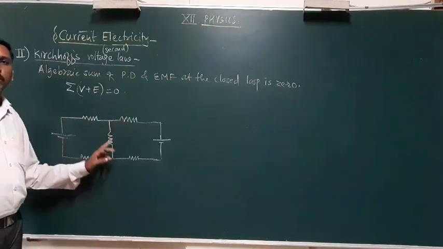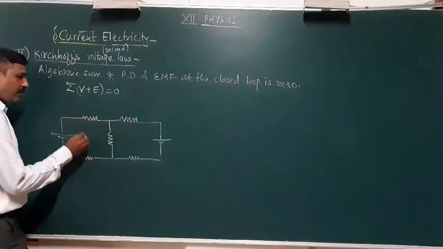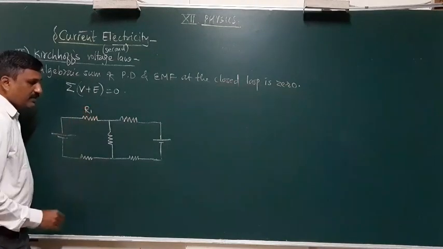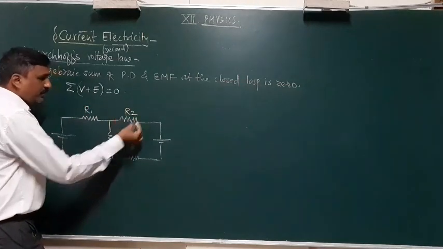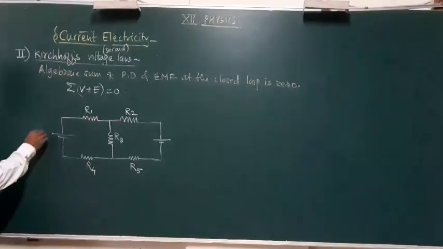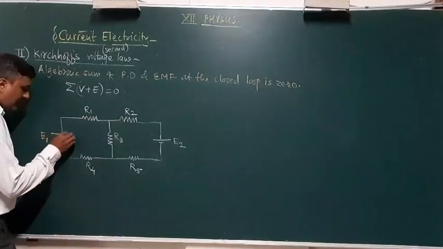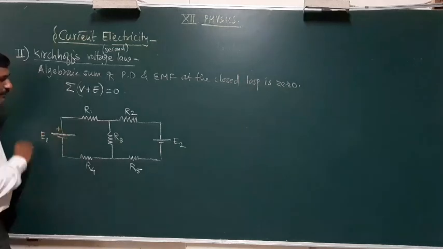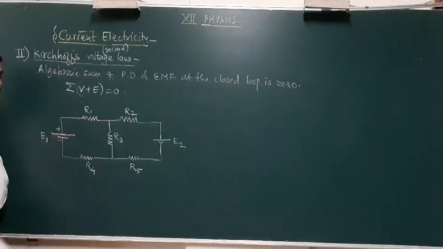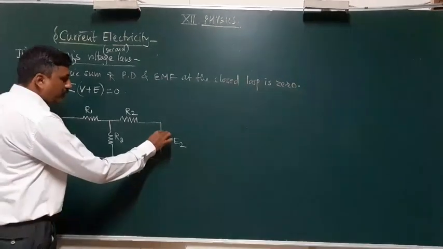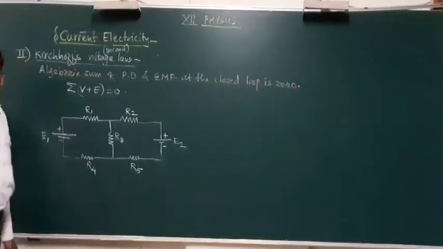Now this is the symbol of a resistor. There are 5 resistors: R1, R2, R3, R4, and R5. There are 2 cells of EMFs, E1 and E2. This is the positive terminal of the cell, this is the negative terminal of the cell. This is the positive terminal, this is the negative terminal.